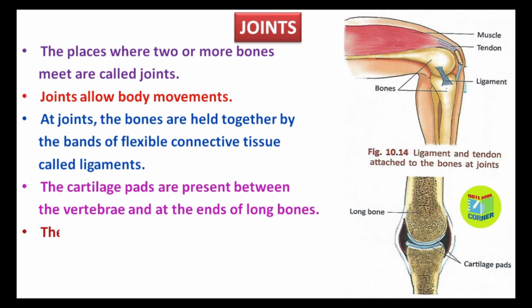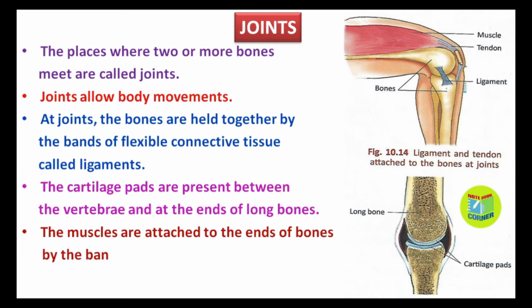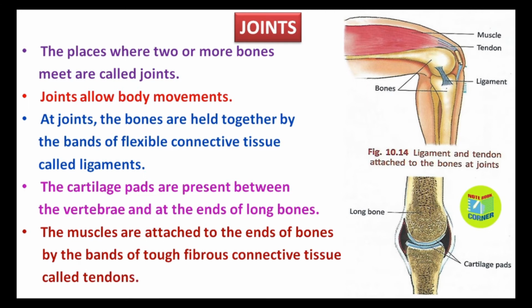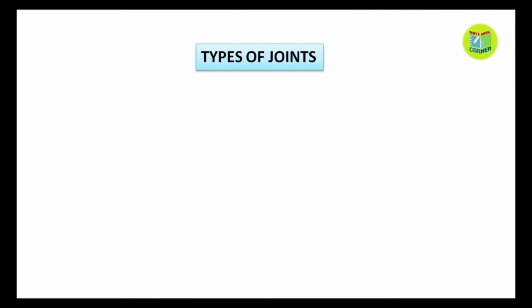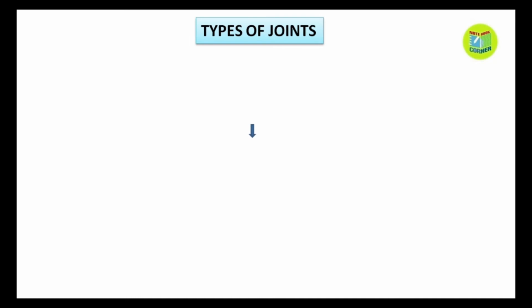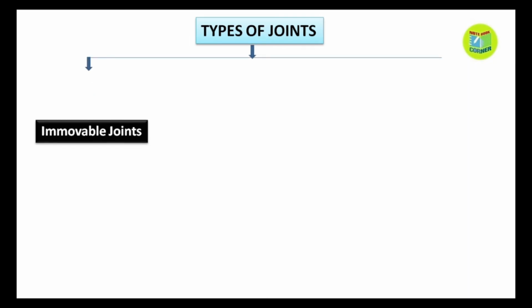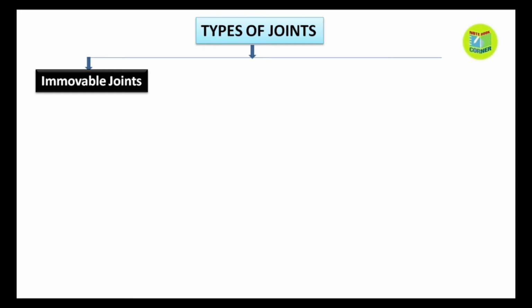The muscles are attached to the ends of bones by the bands of tough fibrous connective tissue called tendons. Now we will see the types of joints. Based on the movement they carry, the joints are of three types.